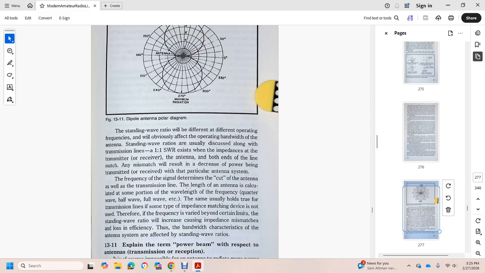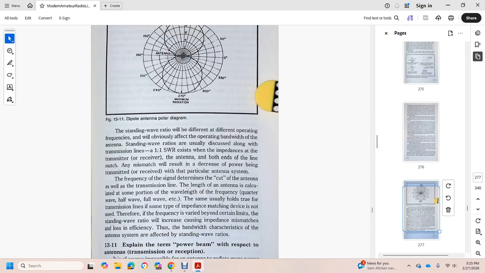The standing wave ratio: with long transmission lines, a standing wave ratio exists where the impedance of the transmission line to the antenna is mismatched at the end of the line, resulting in a decrease of the power being transmitted to the antenna. A particular antenna system for a single frequency with a termination at the antenna, and the transmission line linked to the antenna, is calculated as a portion of the wavelength of the frequency: a quarter wave, half wave, full wave, etc.